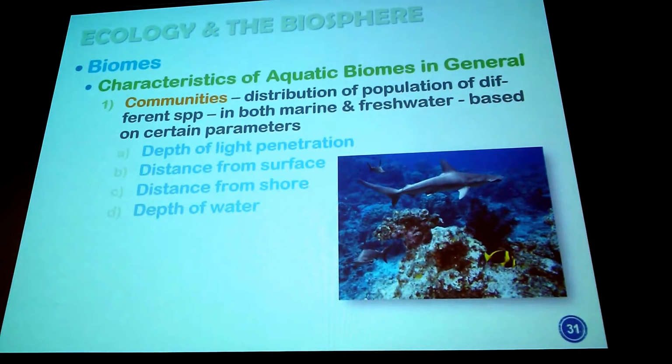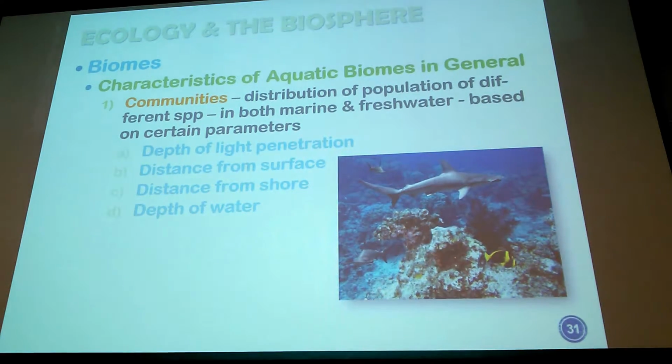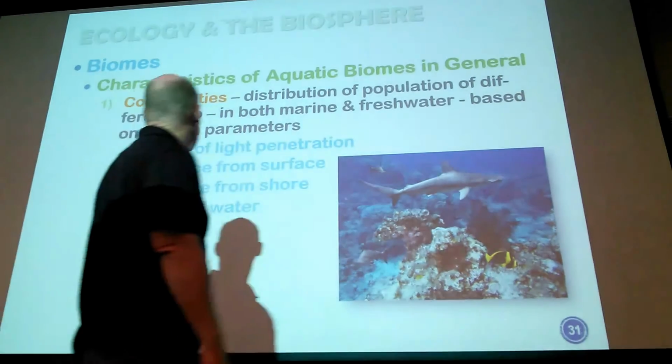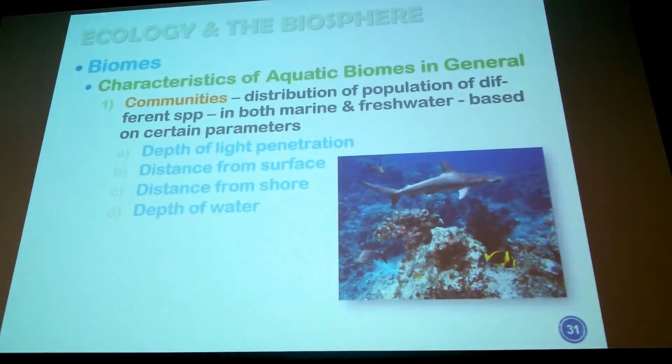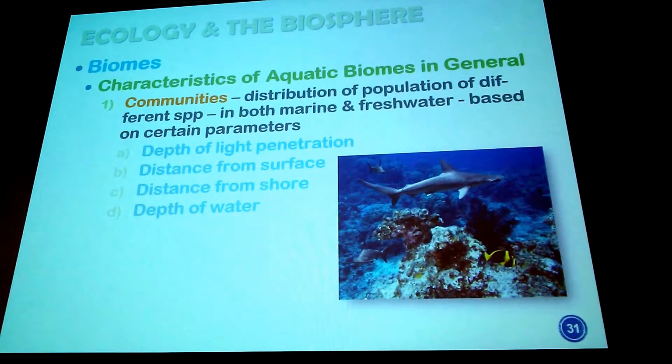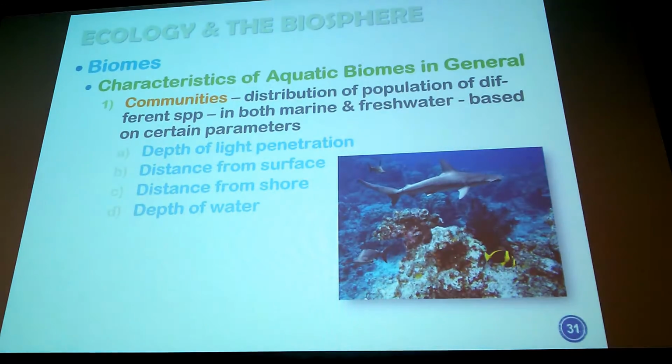Characteristics of aquatic biomes in general: communities, the distribution of populations of different species in both marine and freshwater, based on certain parameters. So we're taking the definition before, that we had a community being different populations, different species together, and we're extending a little bit as to what determines what makes up a different kind of community in the water. Well, it could be depth of light penetration. How deep is the light going to go down?